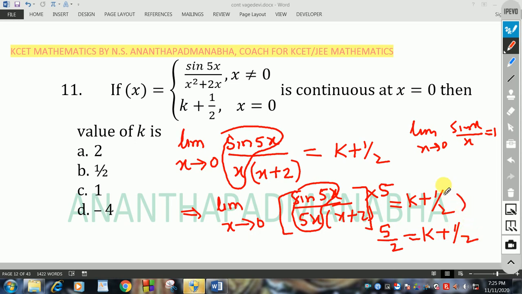So now you can easily solve this. That is k is equal to 5 by 2 minus 1 by 2. That is 5 minus 1 is 4 by 2, which is equal to 2. That is option A is the right answer. Option A is the correct answer for this question.